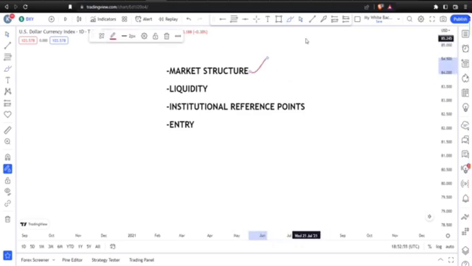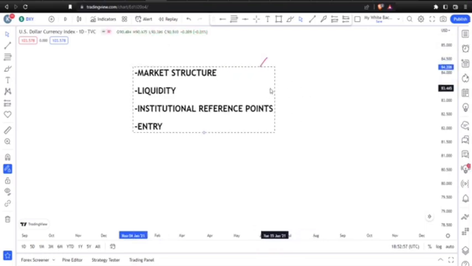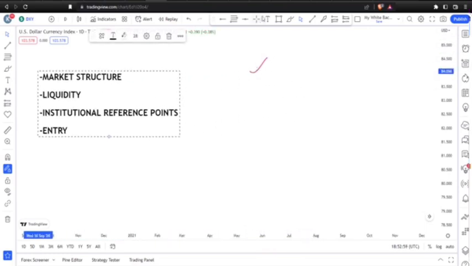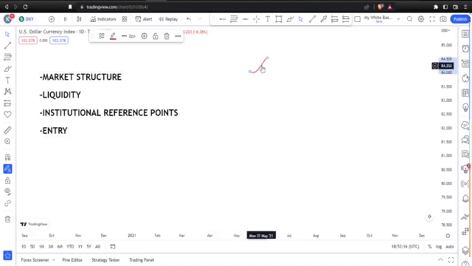Now, market structure has three elements. When you say you have market structure, you will need to have something called an uptrend, a downtrend, or a consolidation. So let's start by sketching everything on this whiteboard, and then we will go to the chart, and then you will see it practically. You will see how to apply every single concept I'm going to show you right here.